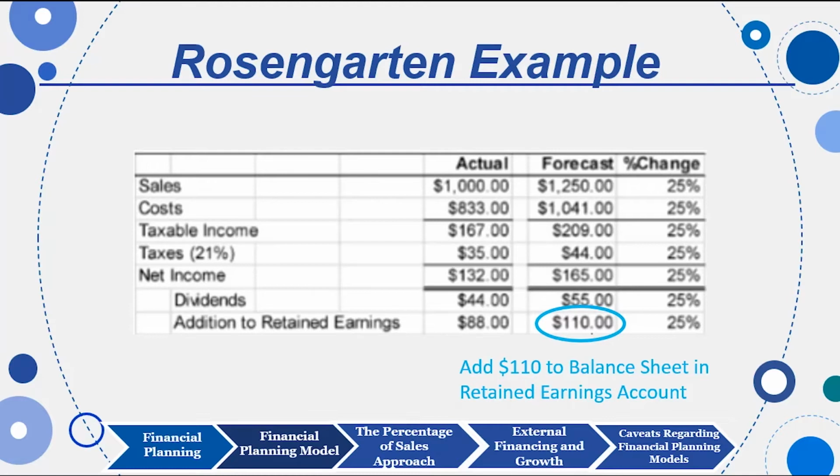Taxes are 21%. Corporate tax rate under the new Tax Cuts and Jobs Act of 2017. And so we could forecast our taxes three ways. We could take percent of sales, we could take factor up approach, or we could just use percent of taxable income, 21% of 209. Gives us our 44, and then net income we can do by subtraction.